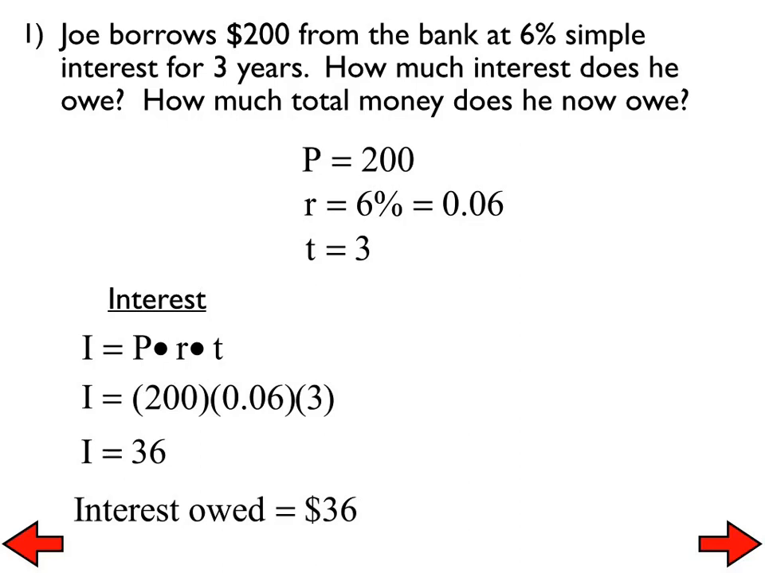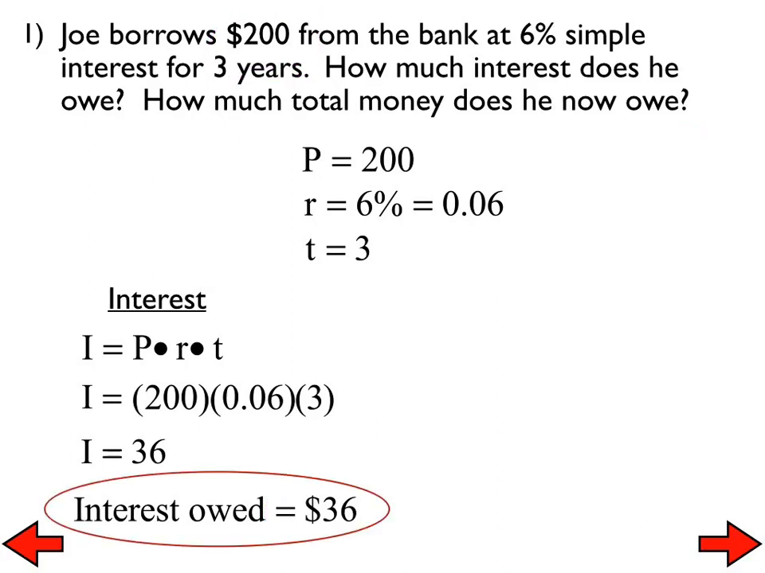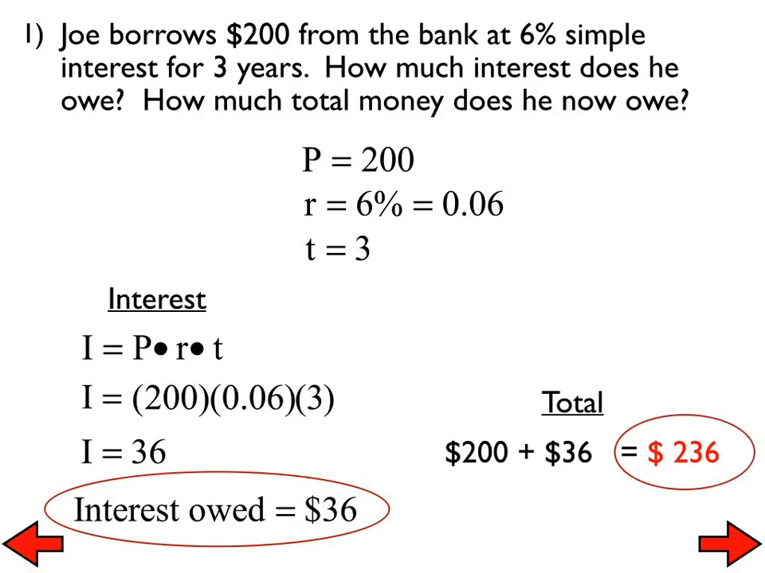Now the second part of this question is this. How much total does he owe now? Well, he's going to owe the $200 plus the $36 worth of interest that they just charged him. And so that second part of the problem is going to be $236. So Joe is going to have to pay the bank back $236: $200 that he borrowed plus the $36 worth of interest. Any questions on this problem?